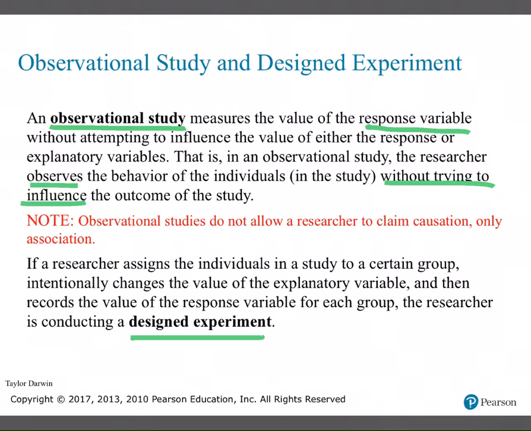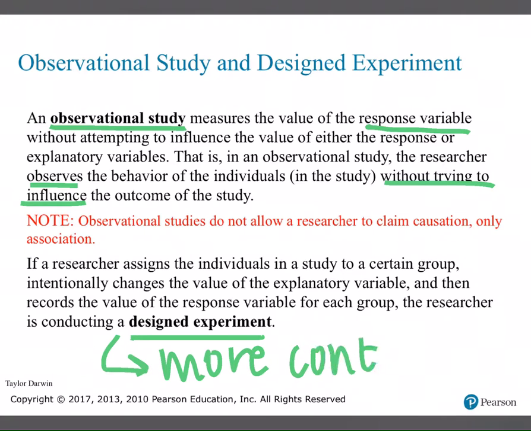So observational is we just kind of see what happens. And I mean, it's really self-explanatory because it's got the word observe in it. And then designed experiment, I think of as the researchers have more control of who goes to what group, and kind of more control over how the experiment is conducted.